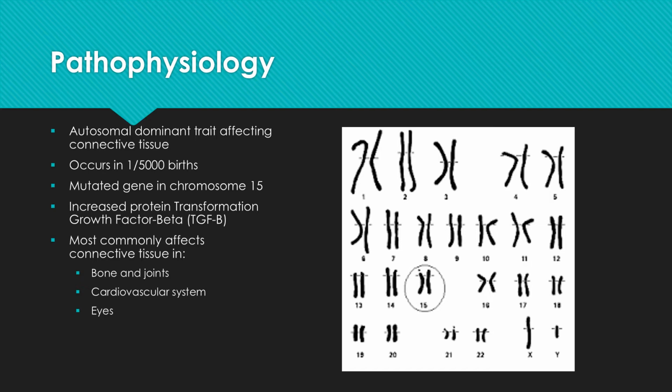The mutated gene that causes the disease can be found in chromosome 15. The mutation causes an increased production of a protein called transforming growth factor beta. This protein most commonly affects the connective tissue in the bone and joints of the upper and lower extremities and the thoracic cage, the cardiovascular system, most commonly the aorta and heart valves, and the connective fibers that hold the optic lens of the eyes in place.